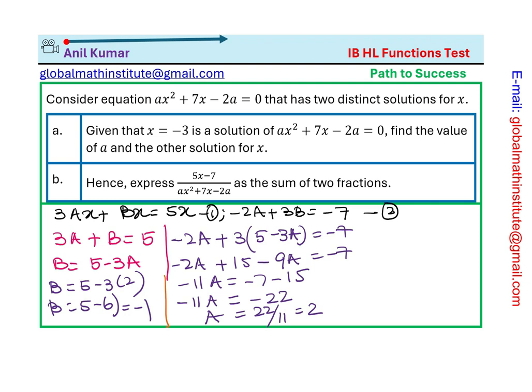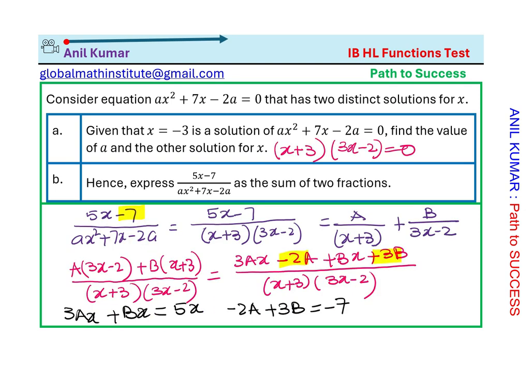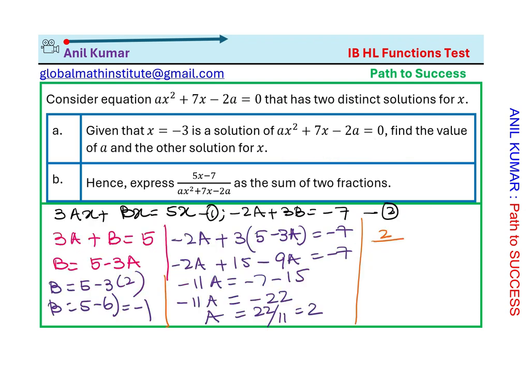And now, as you can see, we can write this down as two fractions, right? So this is basically equal to what? A is 2, so it is 2 over the first factor, right? And what was that? Let's see, the first factor was x plus 3, right? And the second is 3x minus 2, right? So first is x plus 3, and b is negative 1, so we write negative 1 over 3x minus 2. So that becomes the solution for the given question.